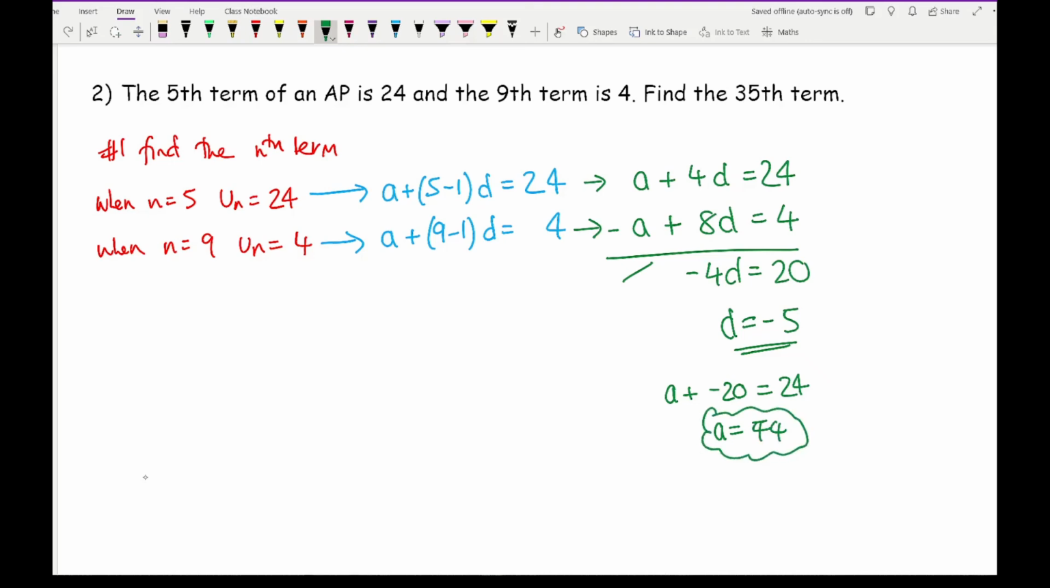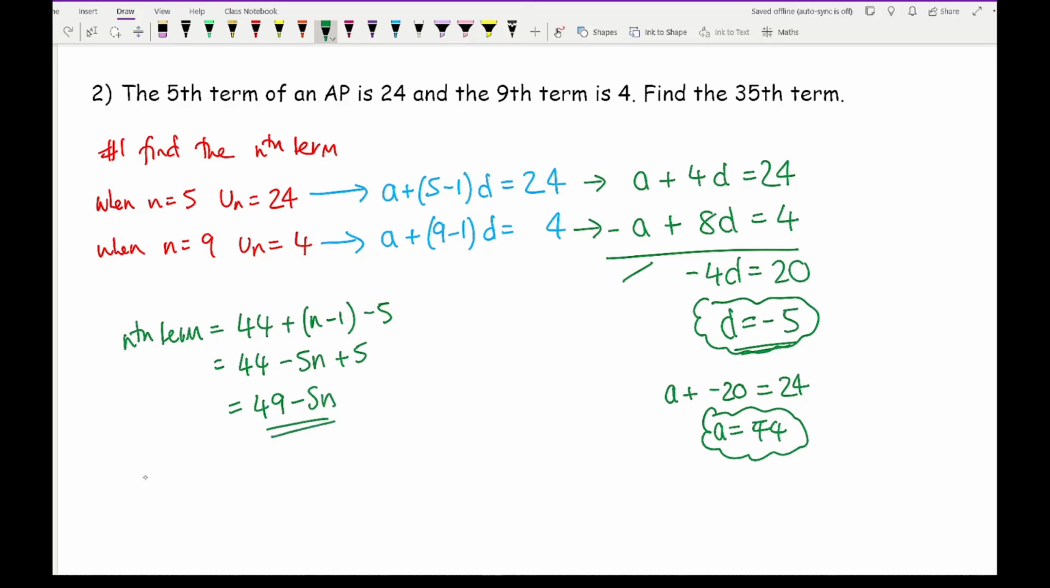And so what I've got as my nth term is 44 plus n minus 1 times minus 5. And then if I simplify and expand the brackets, I get 44 minus 5n plus 5, which then gives me 49 minus 5n. So there is my nth term.